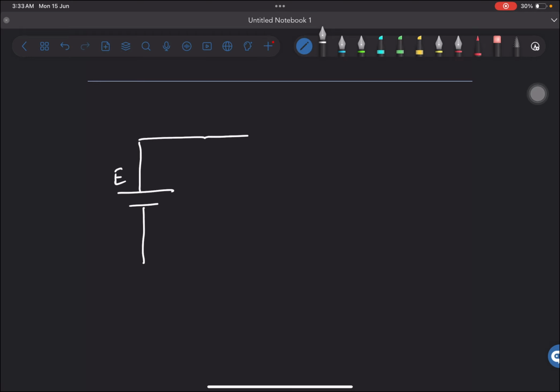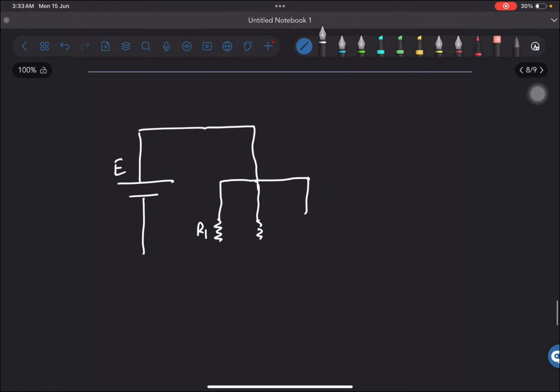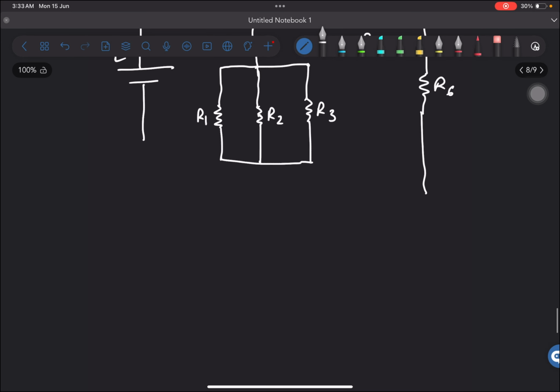And then over here one line goes, and then it breaks to 3 lines. This is R1, this is R2, this is R3, and then they extend like so. And then over here we have R4, over here we have R5, and then over here we have R6, and then this is the extension.